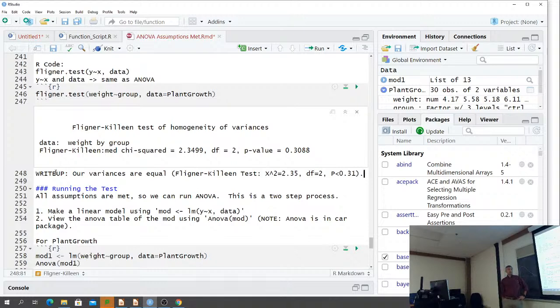You can always run a Fligner-Killeen test, but we have lower power. So if we're normally distributed, Brown-Forsythe, that's what we run. If we're not normally distributed, run the Fligner-Killeen test.